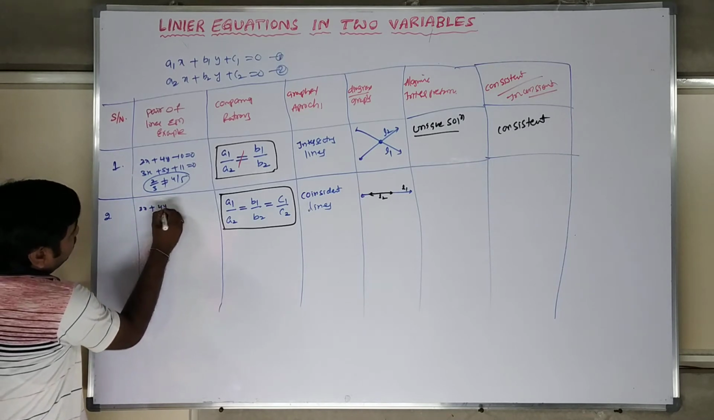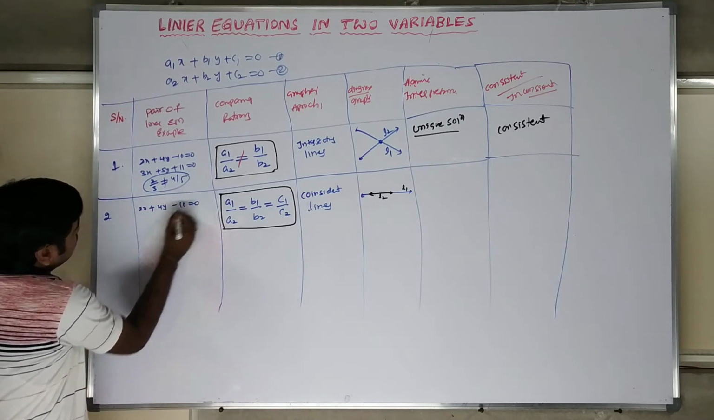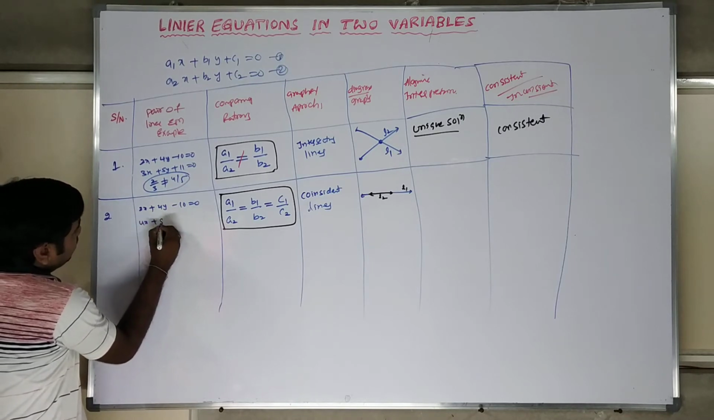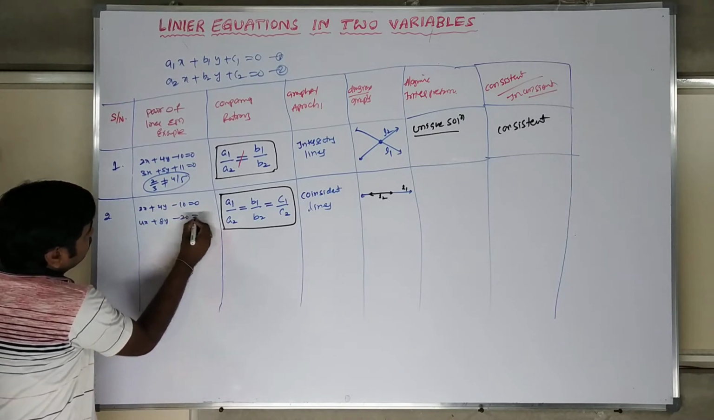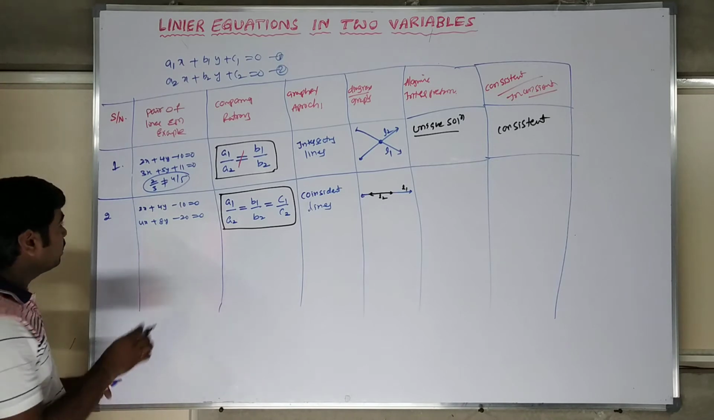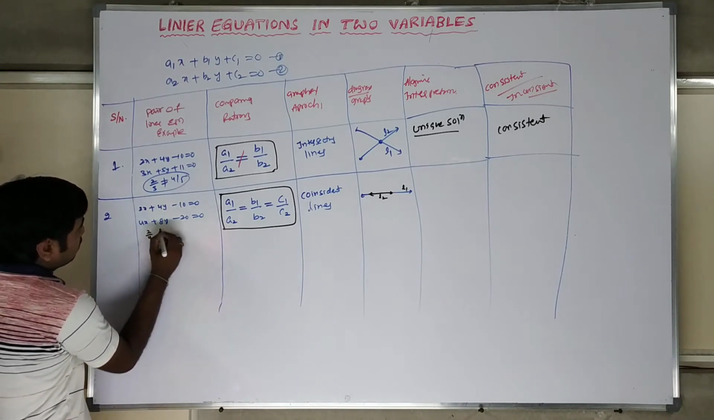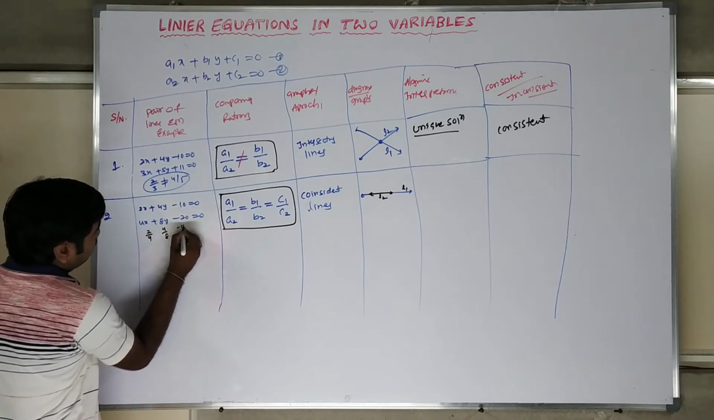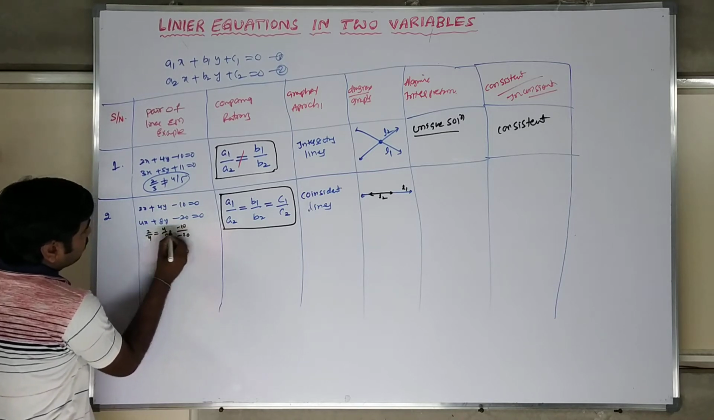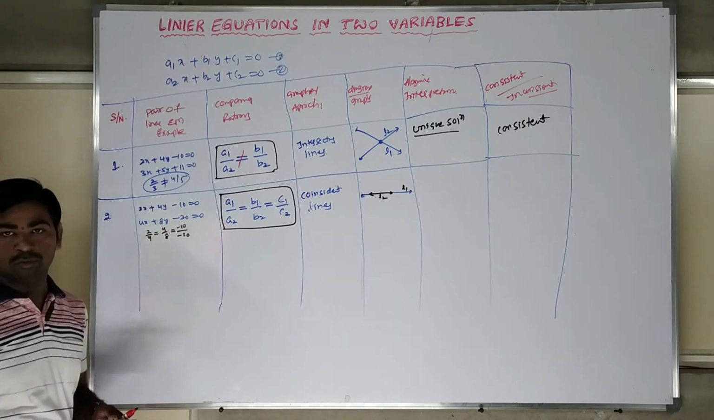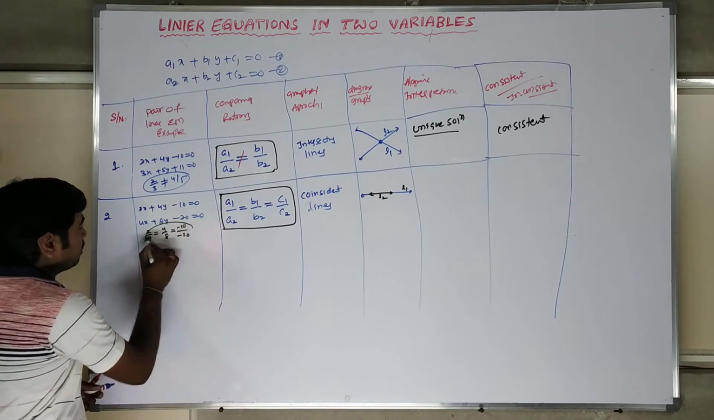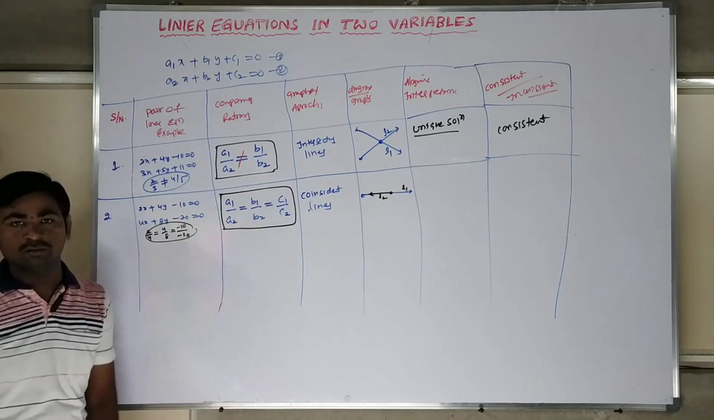2x plus 4y minus 10 is equal to 0, and 4x plus 8y minus 20 is equal to 0. If you compare here, 2 by 4, 4 by 8, minus 10 by minus 20, all are equal: 1 by 2, 1 by 2, 1 by 2. So all are equal. In such a case, coincident lines will come.